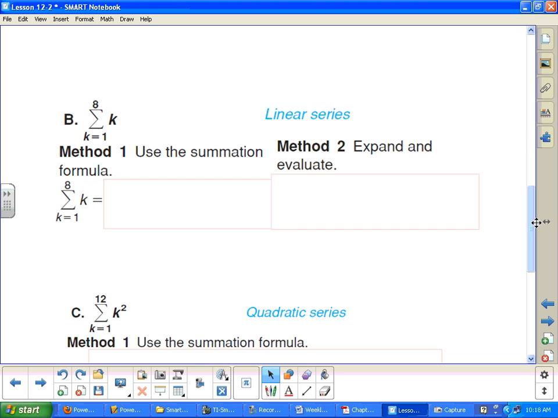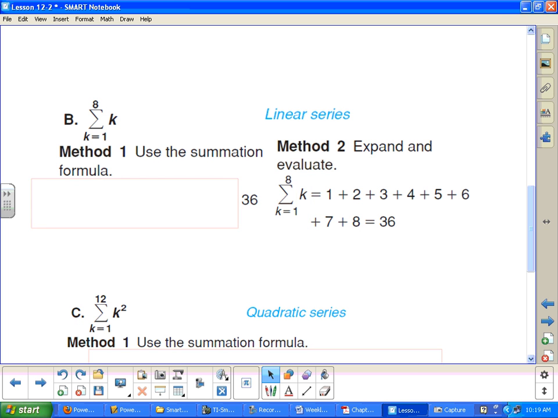So here if we have the sum as k goes from 1 to 8 of just k, which means we're going to take the numbers 1, 2, 3, 4, 5, 6, 7, 8, add them together. So we could expand them and find the answer. So by just adding 1 through 8 and get 36.